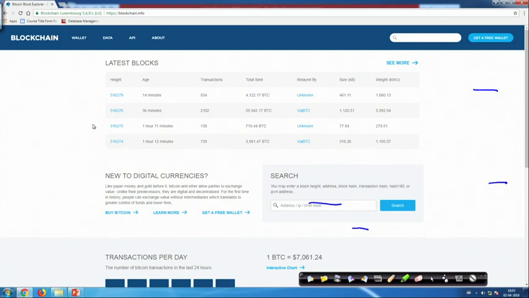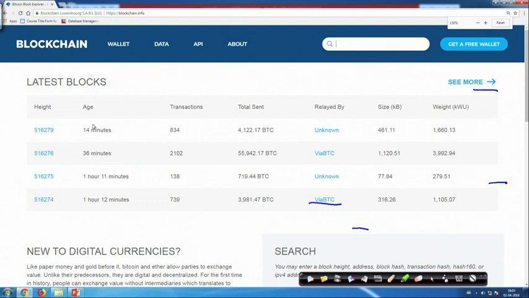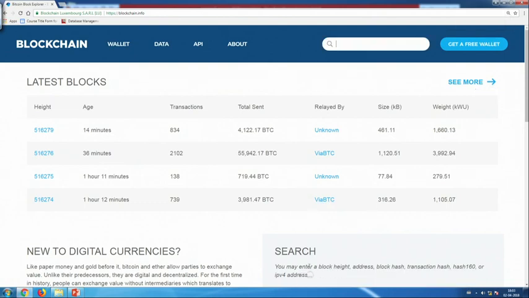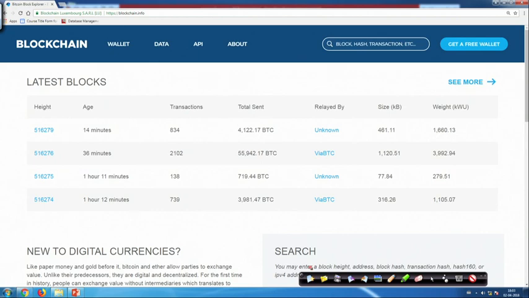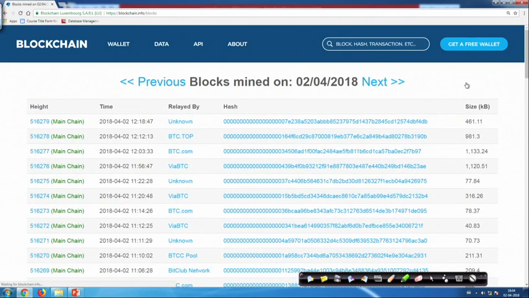On this blockchain.info website, you can see the latest blocks which are being generated by multiple miners, and this is the height of the block. Currently the Bitcoin blockchain has this many blocks, 516279 blocks. So, if I go to see more, you can see all the blocks here.